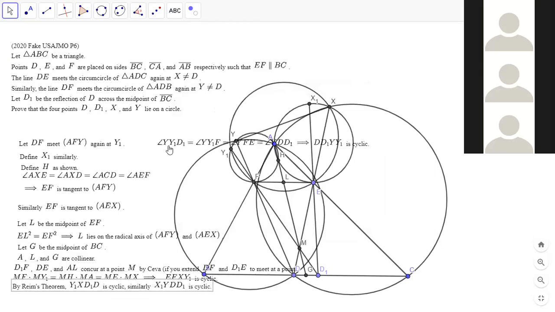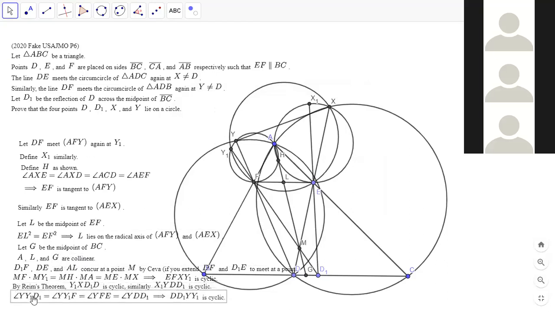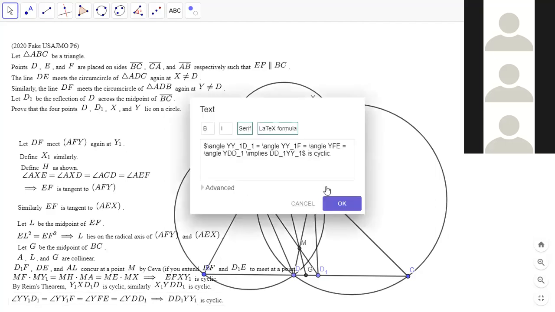So then we have this. So, okay, we're saying y1d1 is y1f, which is yfe. Yfe is yd1. So that's cyclic. So DD1Y, Y1 is cyclic. Similarly, DD1X, X1 is cyclic.